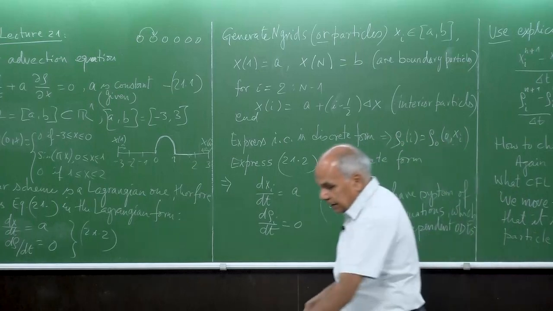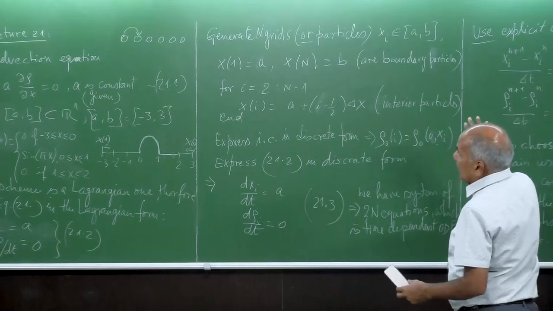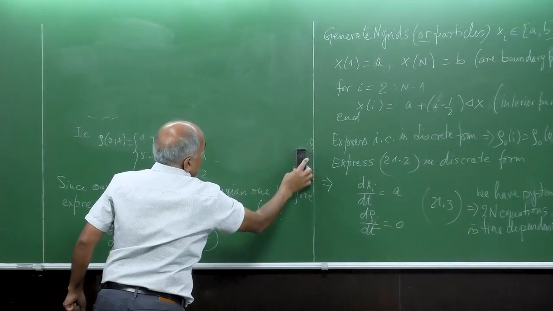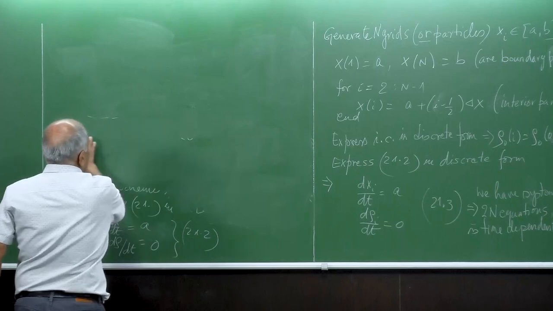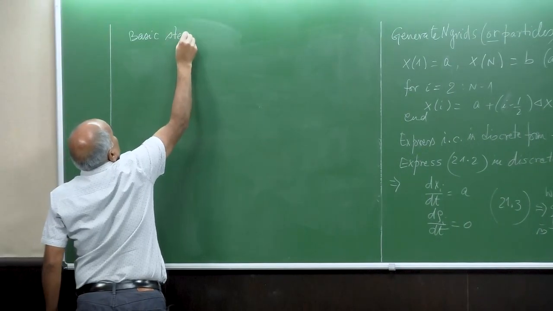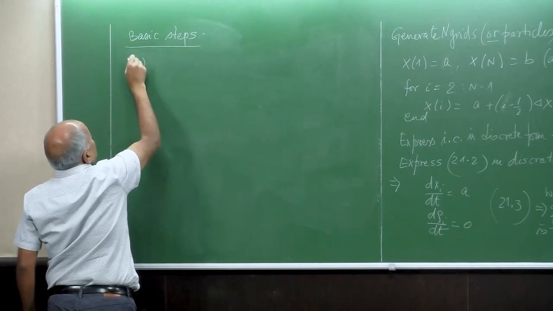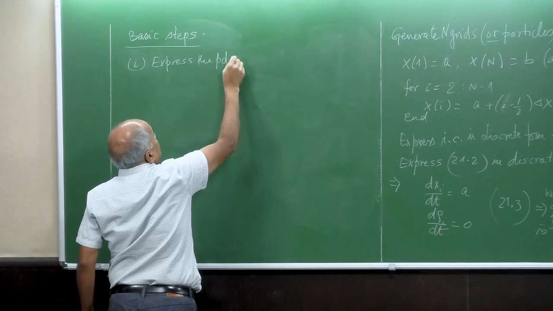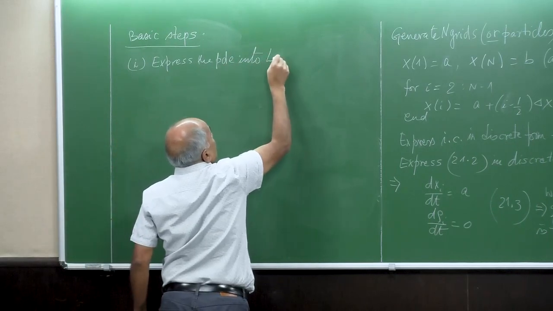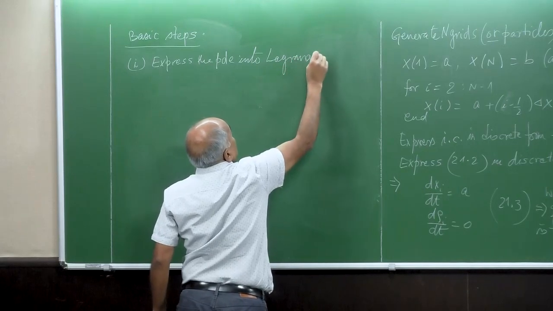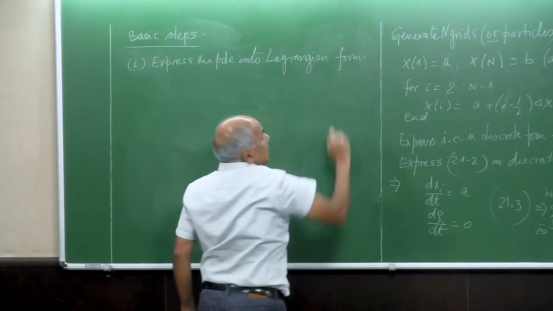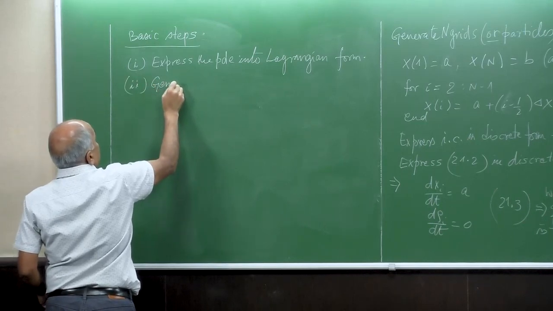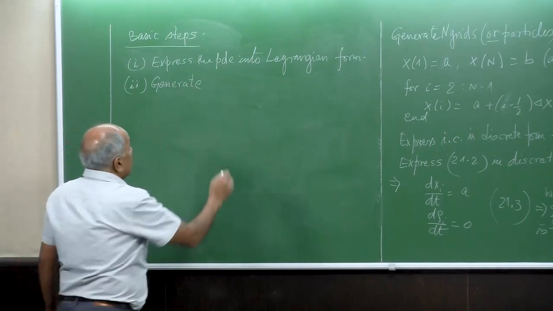So now our basic steps are the following. Once we know the basic steps, everything we can follow in the code while coding. First, express the PDE into Lagrangian form. That is the first part. Second part, generate particles, boundary and interior.